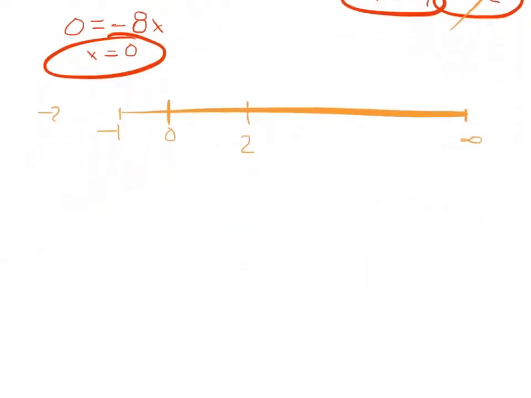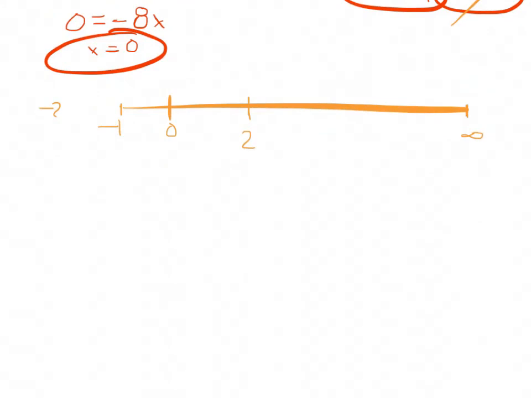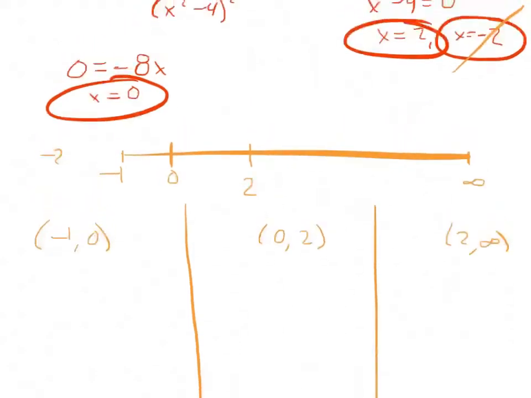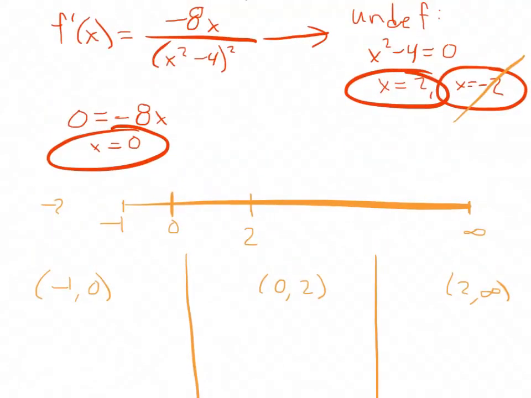Okay. So now that I've done that, I can sort of formally set up my intervals. My intervals here are going to be from negative 1 to 0, from 0 to 2, and finally from 2 to infinity. Right? And then what I'm supposed to do is pick a number on each one of those intervals and test out my derivative. Keep in mind my derivative, the factored version of it, is this thing here. I'm just going to write it a little bit further down so we can see it. Negative 8x over (x squared minus 4) squared.